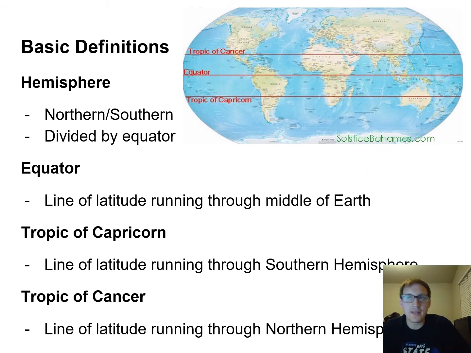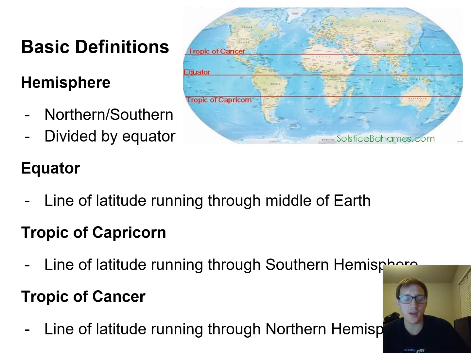Okay, so we have some basic definitions here. The very first thing is the Earth is divided into hemispheres, the northern and the southern, and the equator is what splits it right in the middle. So obviously we are in the northern hemisphere. Things like South America and Australia are in the southern hemisphere. The equator is the line of latitude that runs directly through the middle of Earth. It runs through South America, through Africa, and through Indonesia, and goes all the way around the globe.